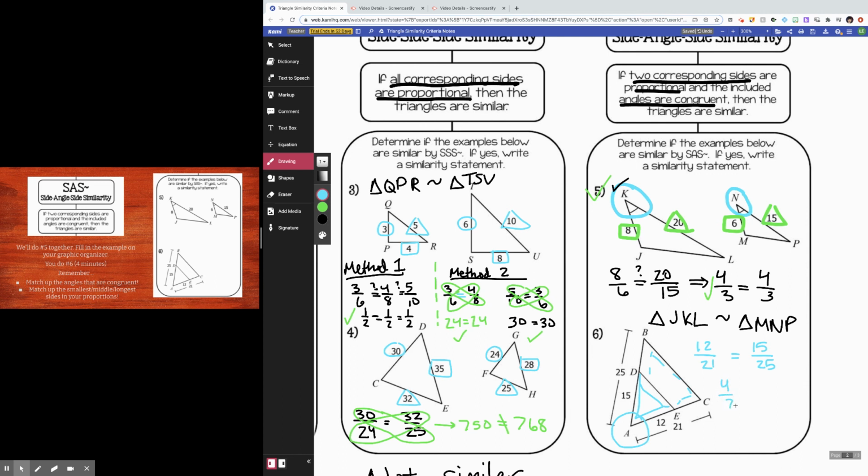21 divided by 3 is 7. Biggest number that goes into both 15 and 25 is 5, right? 15 divided by 5 is 3. 25 divided by 5 is 5. So those are not equal. So we would say that these are not similar.